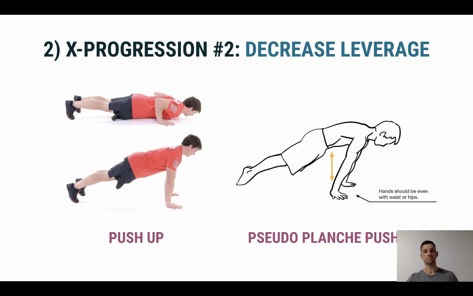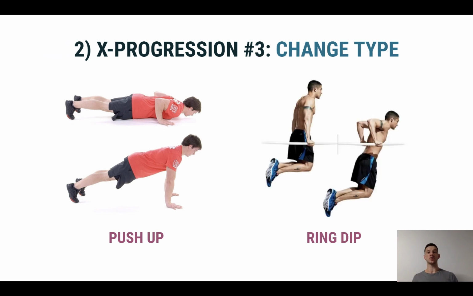Pseudo planche push-up. Again, for more advanced trainees, you could go from 15 push-ups, and then I'd first recommend that you do rings. And then as you get really strong on the rings, you can do a pseudo planche push-up. And then you can just change the exercise type to make it a bit more intense.